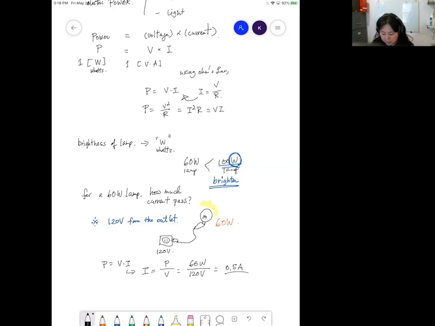Lastly, I should mention, just to confirm, that power is changing energy per time, how much work you do per time. Same idea as mechanical power.